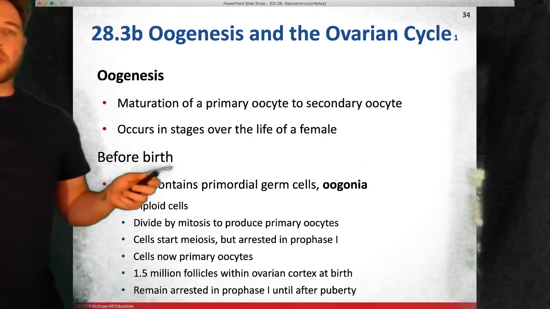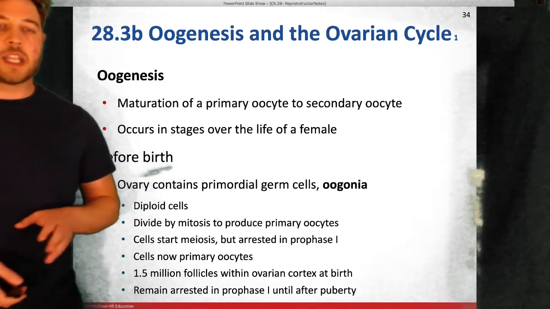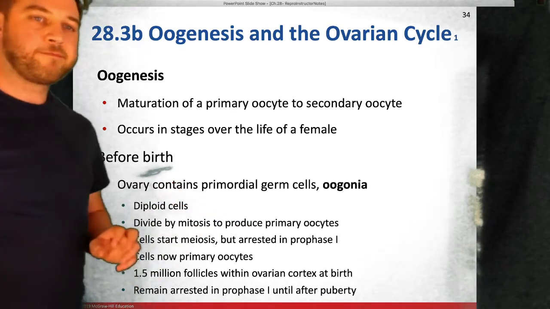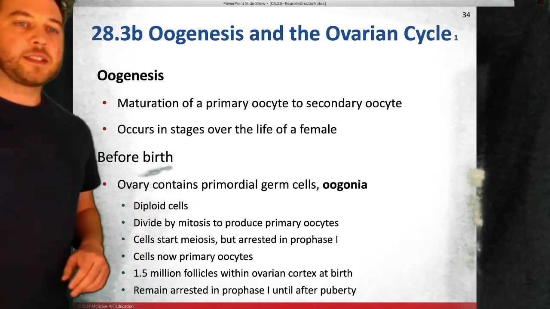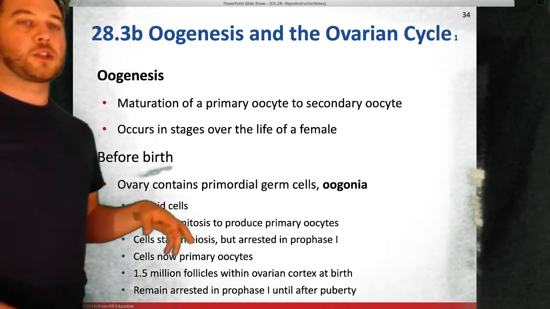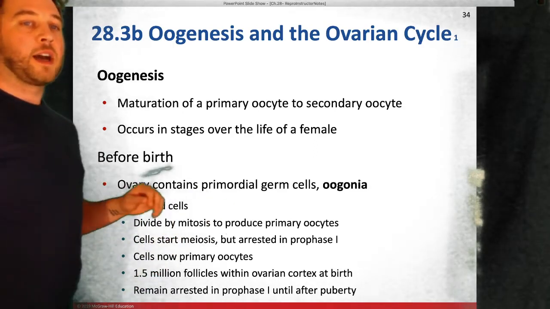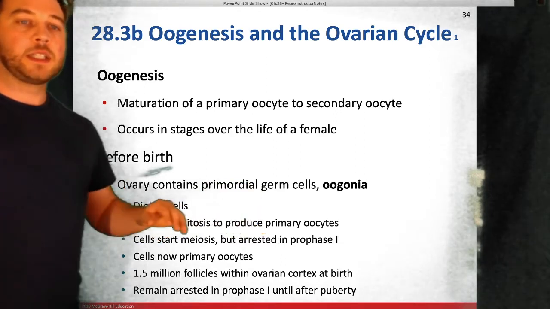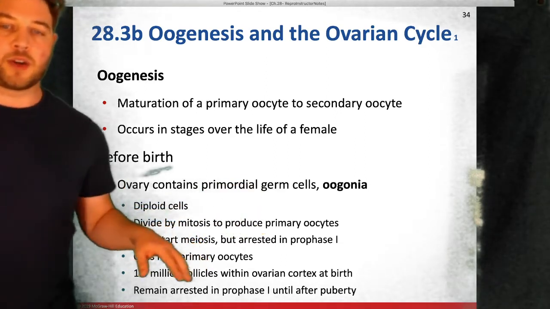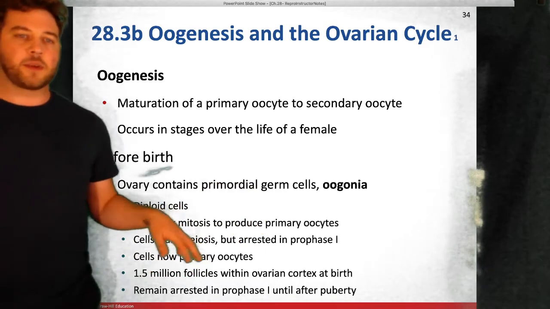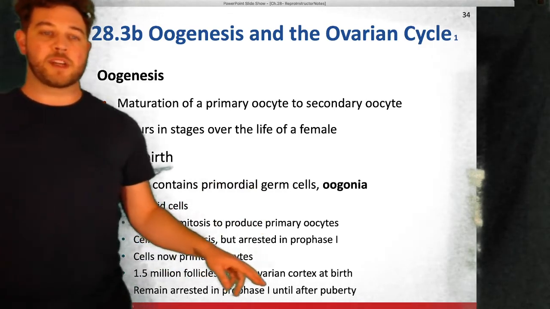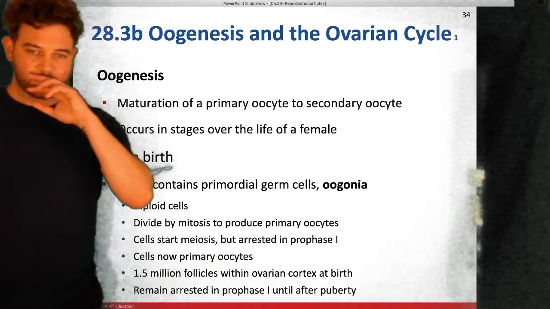So before birth, during uterine development, the ovary contains primordial germ cells called oogonia. These are diploid cells. They go through mitosis to produce primary oocytes. They start meiosis, but they stop in prophase I, and that's when they become primary oocytes. Females have 1.5 million within the ovaries, and they stay in prophase I until after puberty.